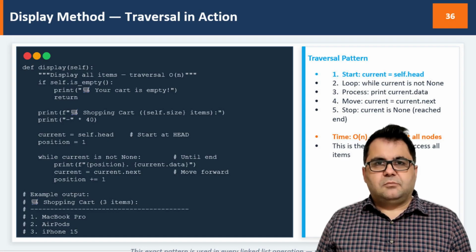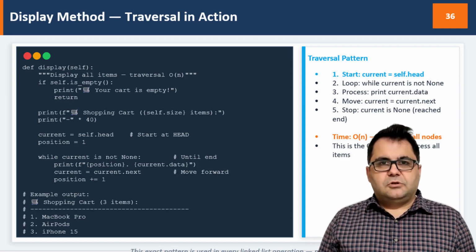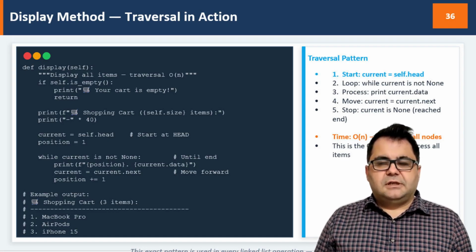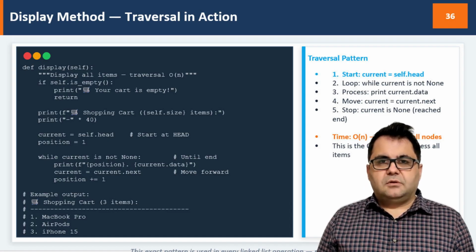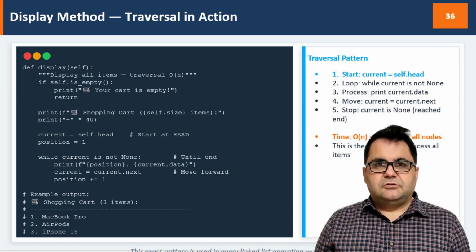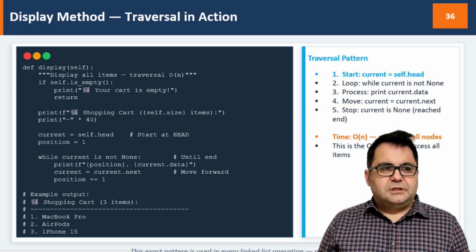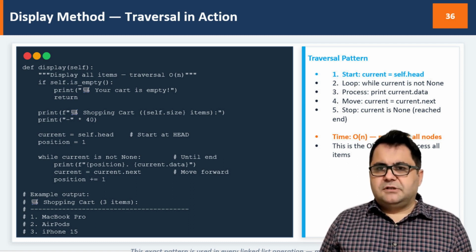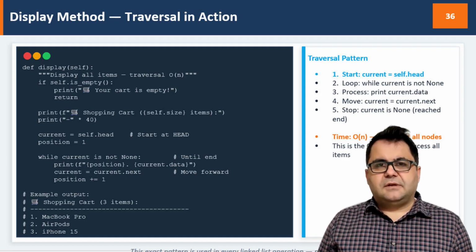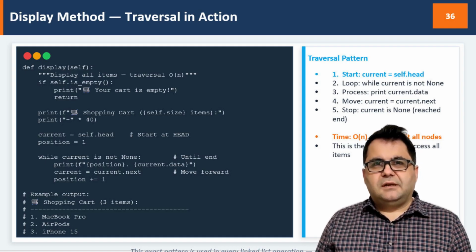Example output. We see a cart with 3 items, numbered 1 to 3, showing iPhone 15, AirPods, MacBook Pro. This is classic linked list traversal. Follow the pointers until you hit None. Time complexity? O(n), because we visit every node once. But that's fine for display. We must show all items anyway.